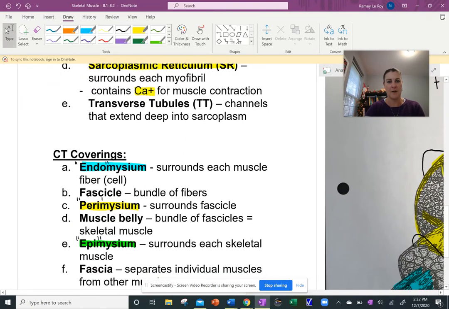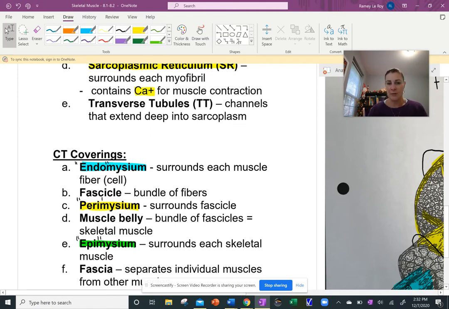This is where we left off on connective tissue. CT stands for connective tissue covering. So I'm going to start from the inside and work my way out. Endomysium surrounds each muscle fiber. And so remember, endo means within. So the endomysium is the connective tissue covering that surrounds each individual muscle fiber or muscle cell.